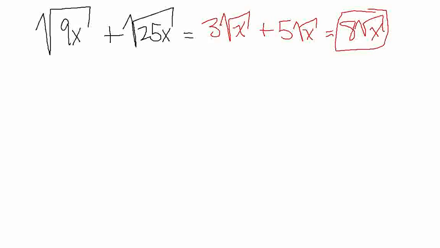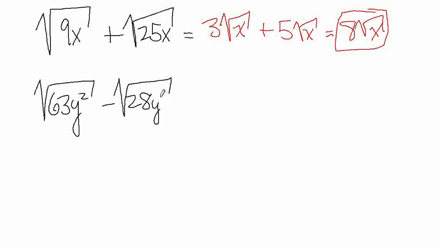Now would you please do the next one? The square root of 63y squared minus the square root of 28y squared. Pause the video and try that one. Okay, I'll go ahead and do it. So let me replace each one with an equivalent form. 63 is 7 times 9. The square root of 9 is 3. Actually, the square root of y squared is y.